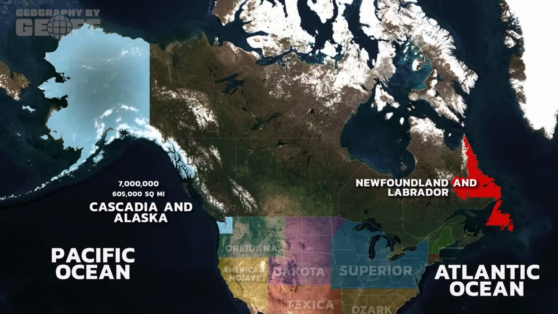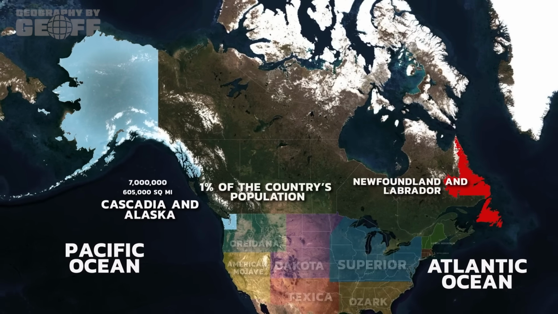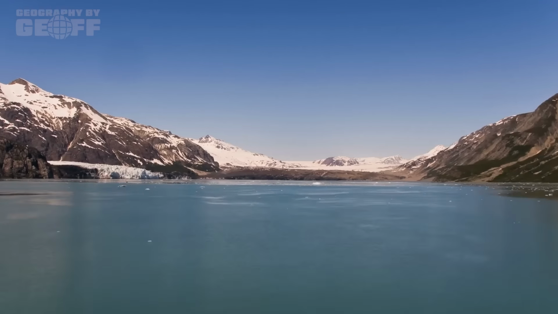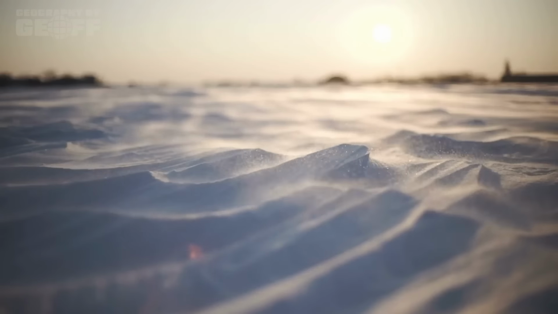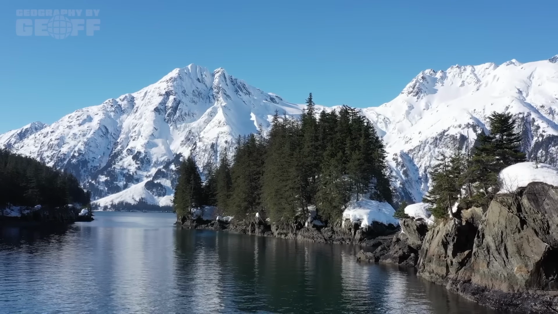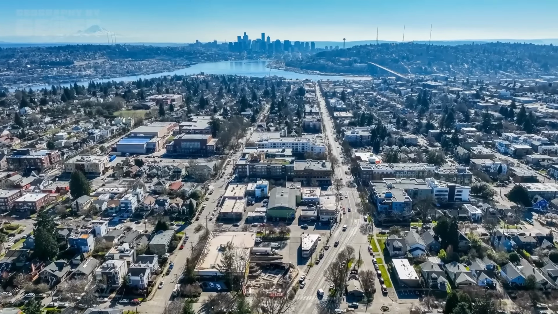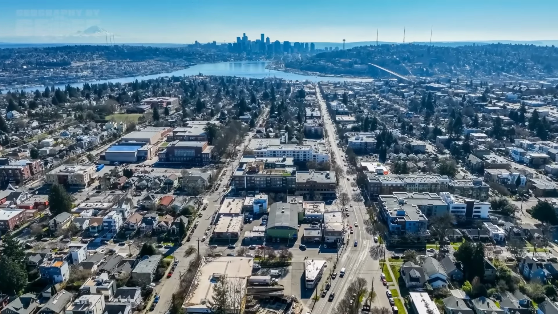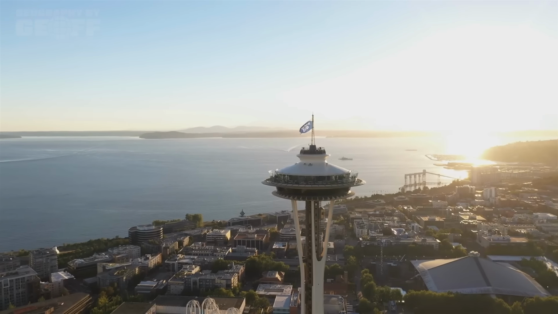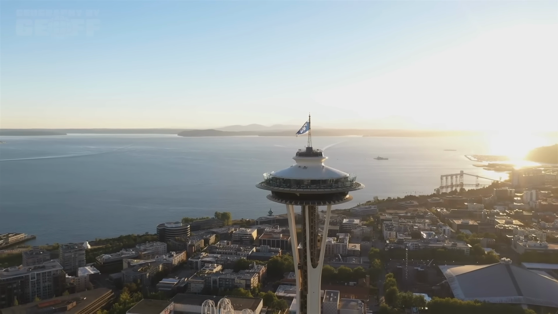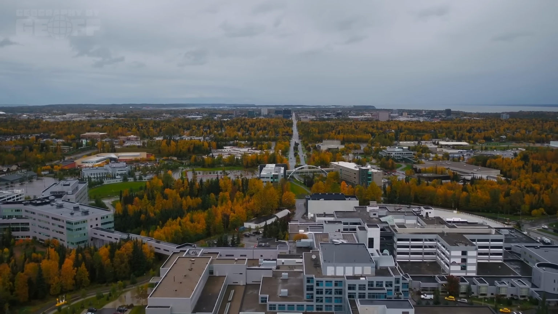Cascadia and Alaska would make up about 1% of the United Provinces population and exude many of the same wet, windy, and very cold weather as its Canadian cousin. And like Newfoundland and Labrador, the population split between its two regions would be heavily tilted to one side, with the Seattle metro region pulling in the vast amount of the province's population, with only Anchorage as Alaska's prominent city.